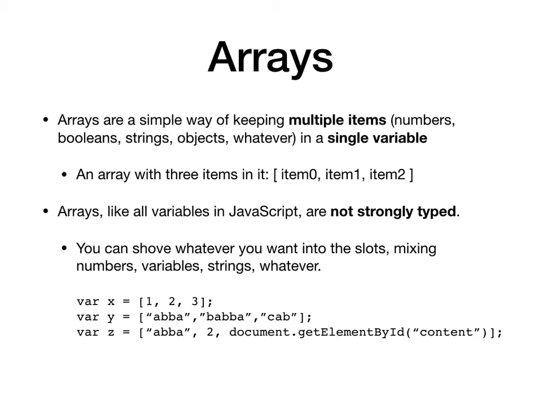Arrays are a simple way of keeping multiple things in a single variable. So here's an array with 3 items in it. Item 0, item 1, item 2. I start with 0 for a specific reason we'll talk about. Another note here is that just like all of JavaScript, arrays are not strongly typed. You can use whatever you want in each slot. You can mix and match whatever you want. Again, that can lead to some issues. Be careful. But it's also nice to have that flexibility.